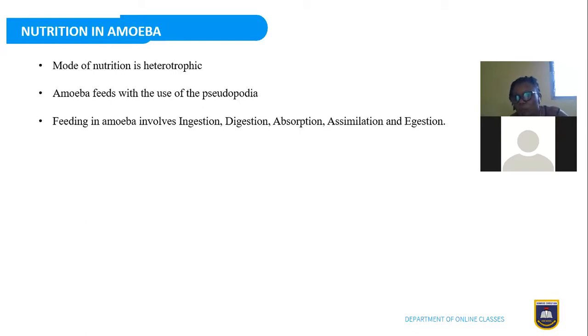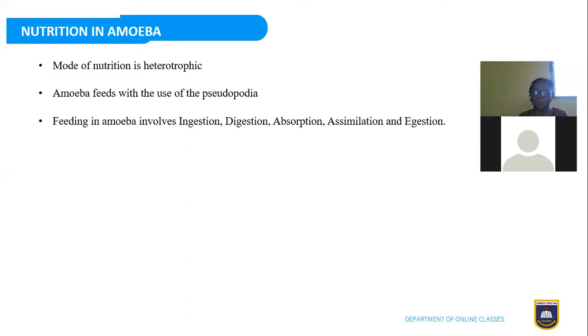And after it has diffused in the cytoplasm, the useful ones, the ones that were able to break down into minute particles, have been absorbed into the bloodstream of the amoeba. After absorption, the nutrient is then assimilated. Assimilation means distributed. So the nutrients that have been absorbed from the food would then be distributed to the various parts of the body for the body to function properly. So assimilation occurs as the fourth stage of feeding.